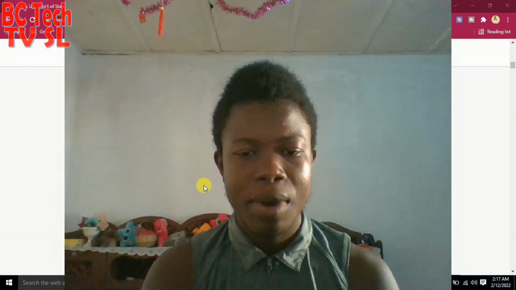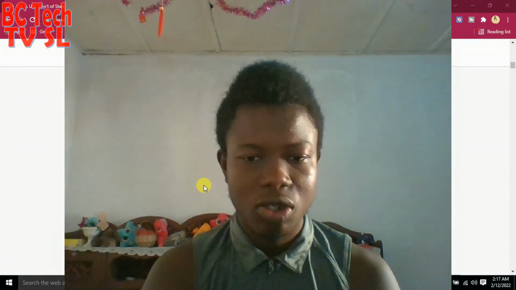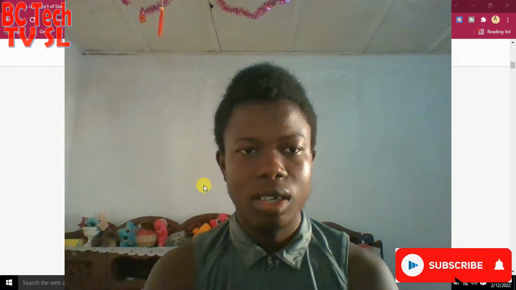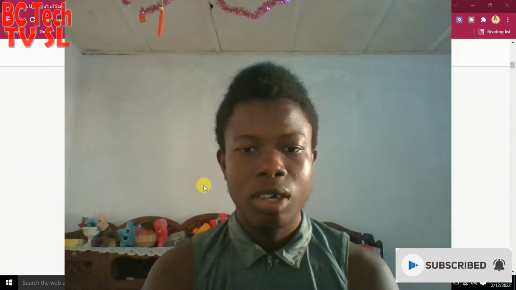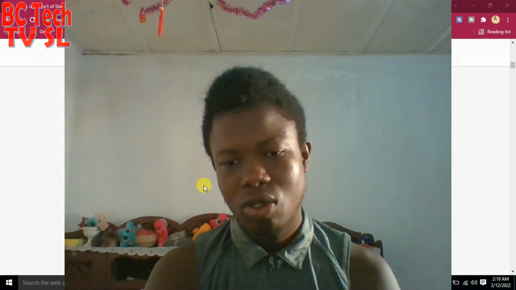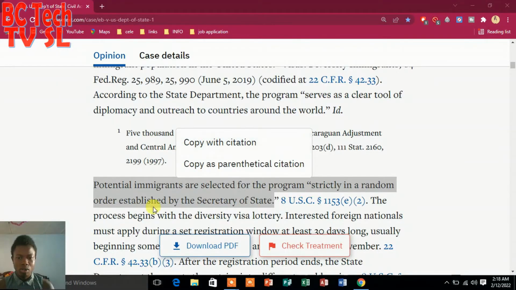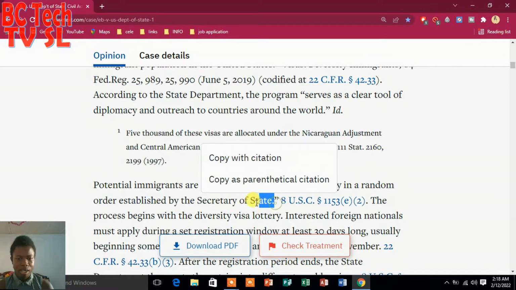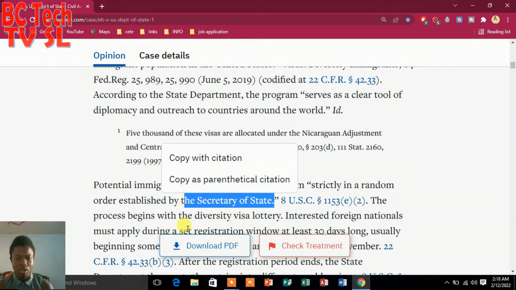Even if a madman is among the random selection, it is because his or her name is selected through the random selection. So that is what they are trying to say here. Potentially, immigrants are selected for the program strictly in a random order established by the Secretary of State. This is established by the Secretary of State, the random selection. Okay.